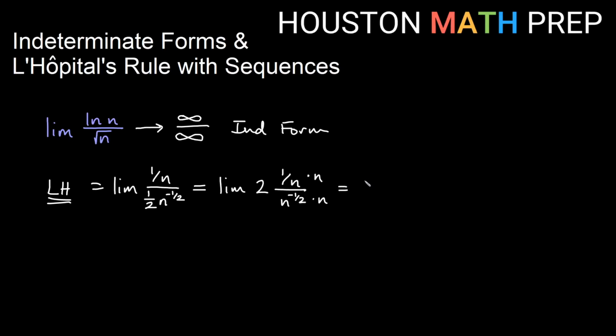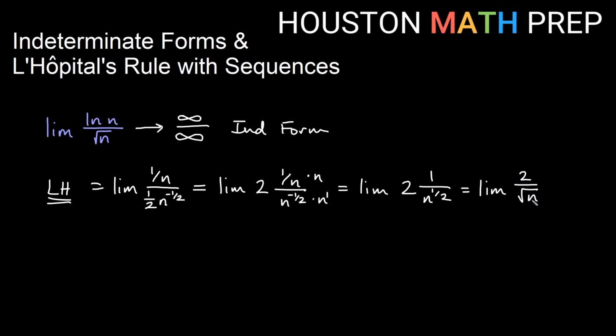So on the top then, I'm just going to get n times 1 over n, which would just be 1. And then the bottom here, n to the negative 1/2 times another n. This is like n to the 1, so I would add these exponents, that would be n to the 1/2. So what we're really looking at then is the limit of 2 over the square root of n.